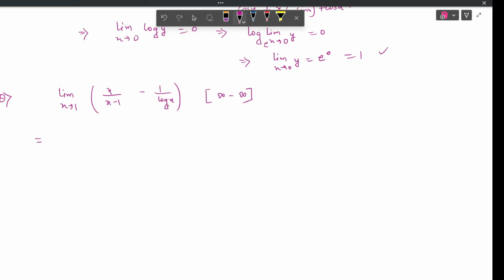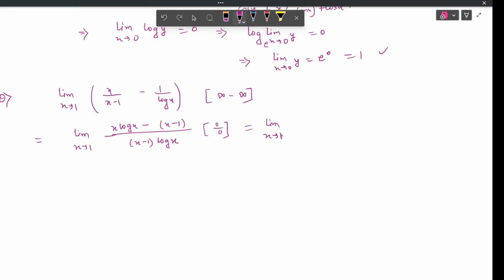So first of all, we have to make this in the form 0 by 0 or infinity by infinity. So limit x tends to 1. If we take LCM, then it will be x minus 1 into log of x in the denominator, and the numerator is x log of x minus x minus 1. If you put 1, log of 1 is 0, 1 minus 1 is 0. So this is now in the 0 by 0 form, so you can apply L'Hospital's rule here.